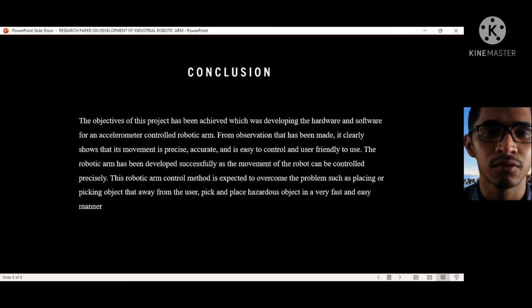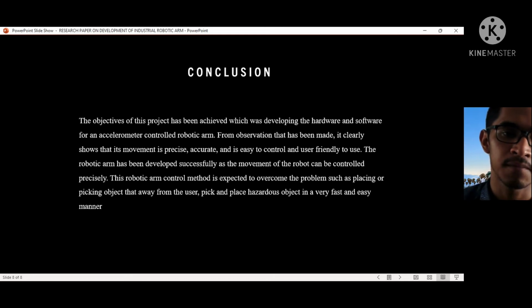Now, lastly, we move to the conclusion. The objective of this project has been achieved, which was developing the hardware and software for an accelerometer controlled robotic arm. From observation, it clearly shows that its movement is precise, accurate, easy to control and user-friendly. The robotic arm has been developed successfully as the movement of the robotic arm can be controlled precisely.